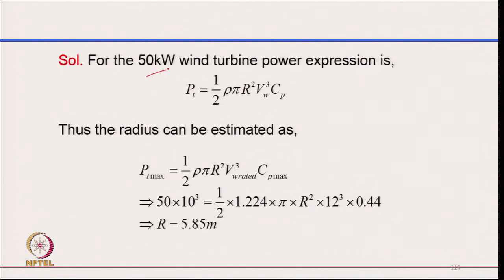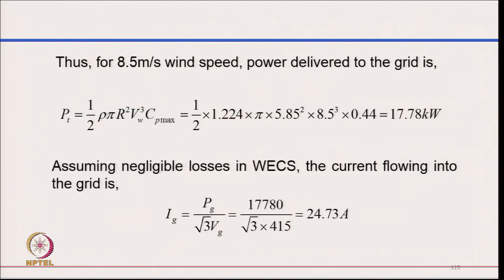And for a 50 kilowatt, this is the power relation in terms of wind velocity, radius of the wind turbine, and power coefficient, and from this we can find out the radius of the wind turbine. From this same power relation for another speed, we are able to get the power for another speed, 17.78 kilowatt, and assuming negligible losses, we are able to get the grid current from power and voltage, that is the grid current of 24.73 ampere.